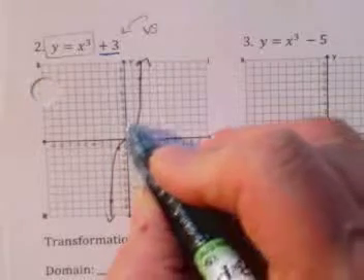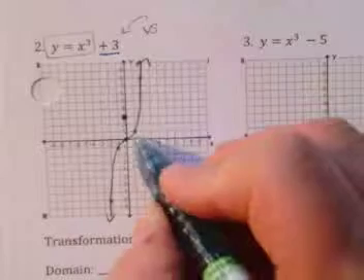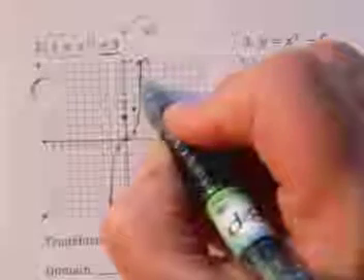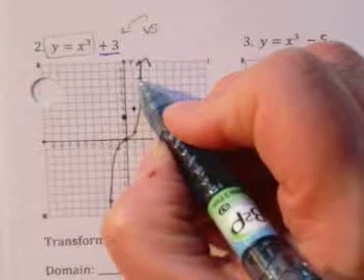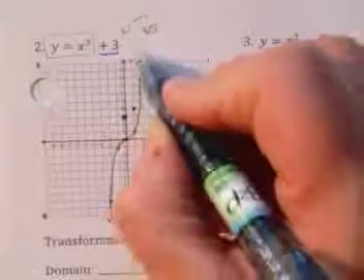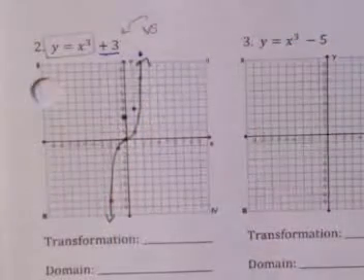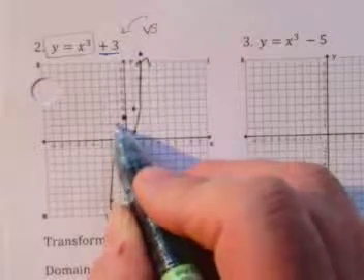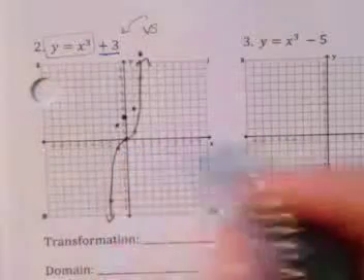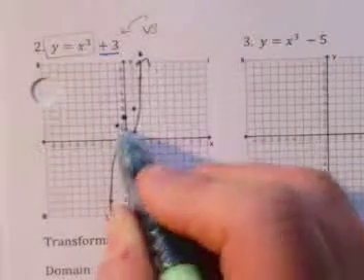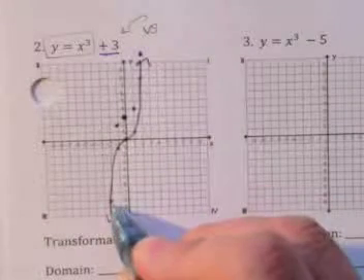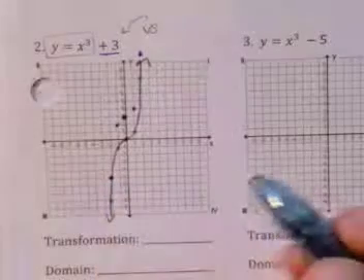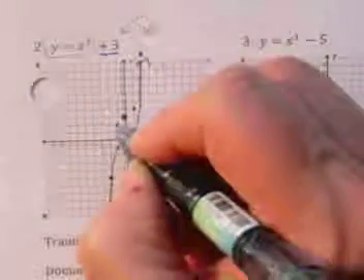So this is 0, 0, and it now becomes 0, 3. This was 1, 1, and it now becomes 1, 4. This was 2, 8, and if I add 3, it becomes 2, 11. So that's just off our graph. 1, negative 1 shifted up 1, 2, 3 ends up being negative 1, positive 2. And this point right here at negative 2, negative 8 goes up 3 as well. It ends up being at negative 2, negative 5.